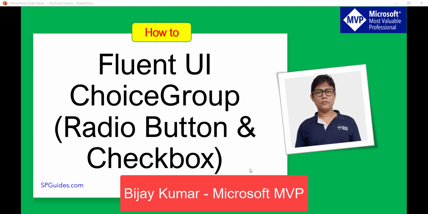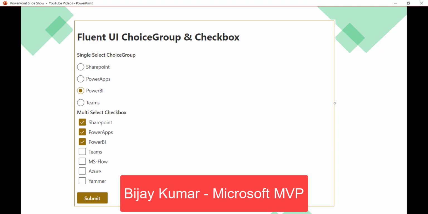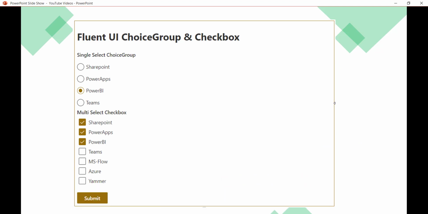In today's video, we are going to discuss the Fluent UI choice group, which is known as the radio button, as well as how we can use the checkbox in SPFx. These are the Fluent UI controls, and we will see how we can use them in a form. So we will develop a web part, and you can see it here.